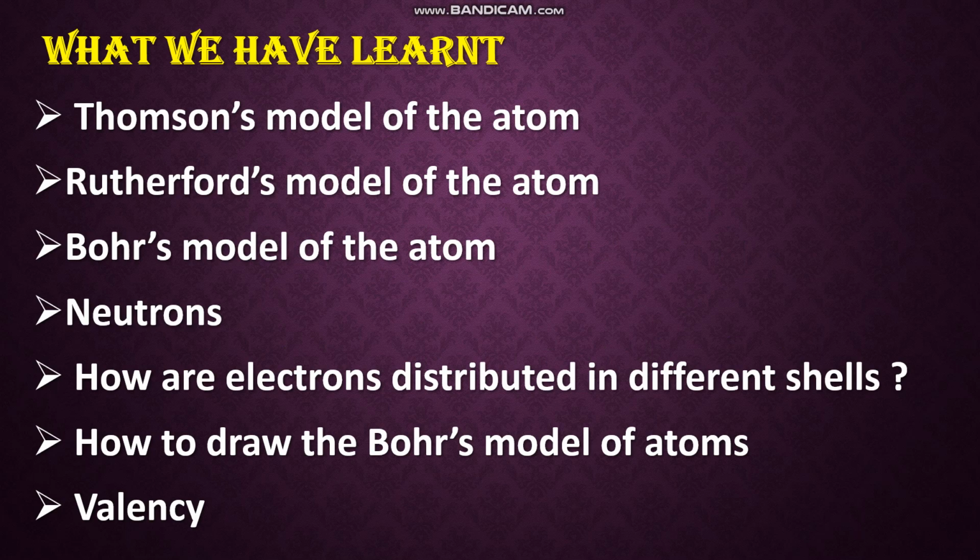So to write the electronic configuration or distribution of electrons in different shells, you should remember the atomic numbers of the elements. What is atomic number? The number of protons in the nucleus of an atom. That is also equal to number of electrons. If you know in that element how many electrons are there, then only we can write the electronic distribution. So for that you should remember first 18 elements name with the atomic number.